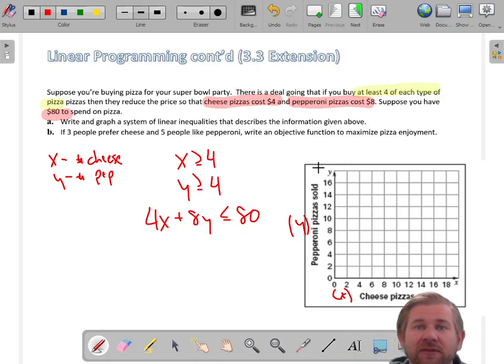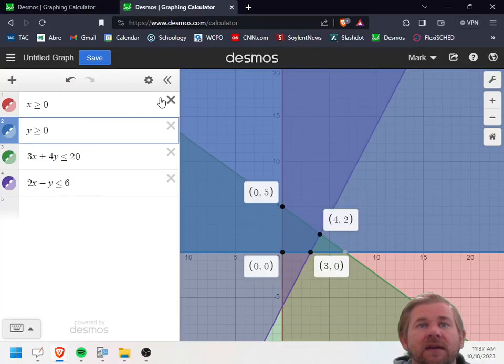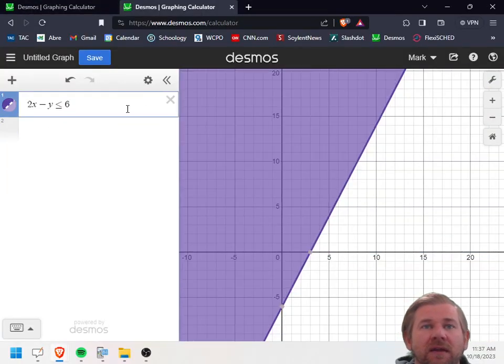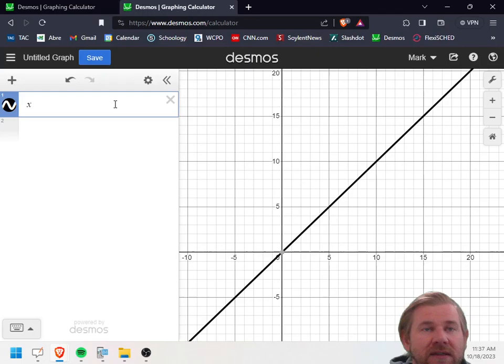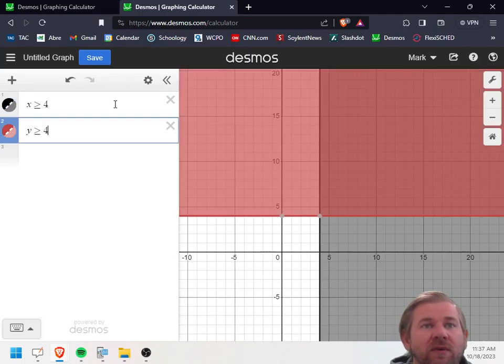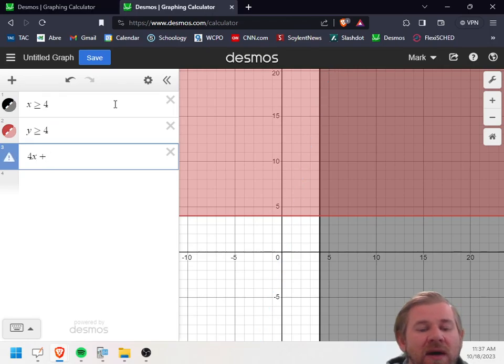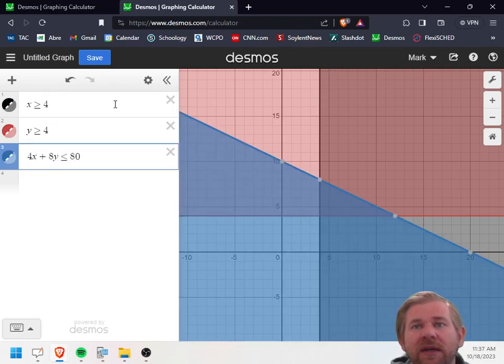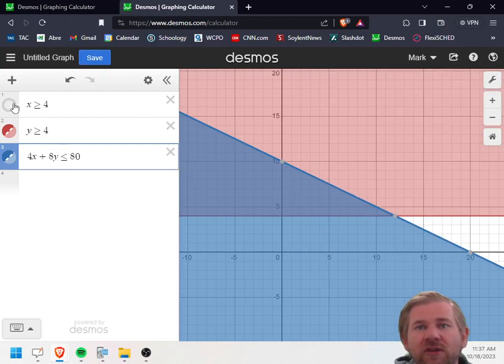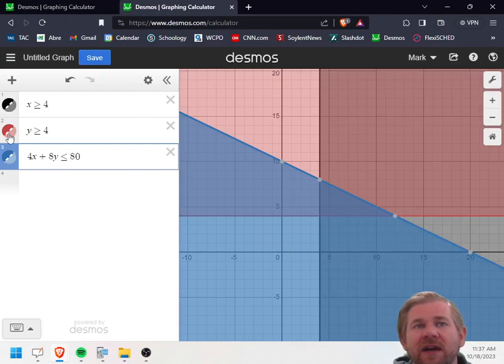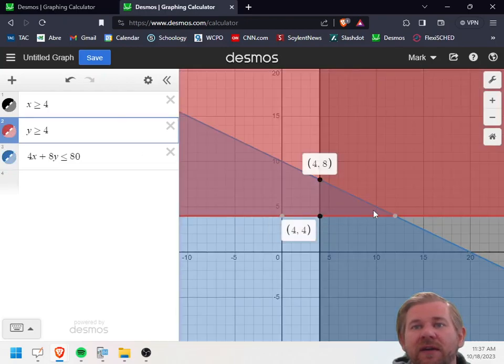So I'm going to use Desmos to graph this. I'll erase this one. X is greater than or equal to 4, y is greater than or equal to 4, and then the other one is 4x plus 8y, and again, you don't have to spend all your money, so you can say less than or equal to $80. So let's find the overlap. To the right of this line, above this line, and below this line, so it looks like it's this triangle right here. That is the feasible region.